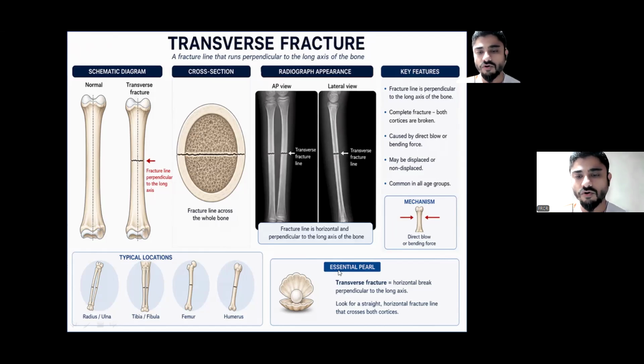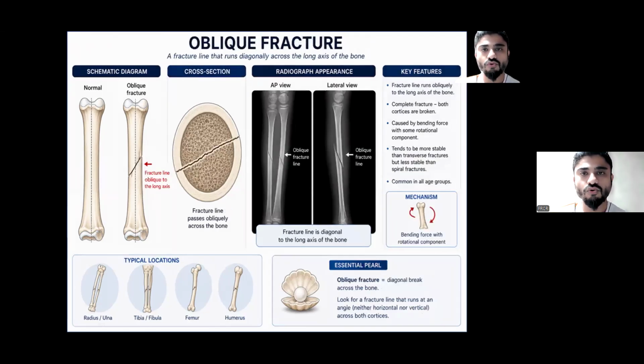What you should be knowing about transverse fracture is that the break is happening perpendicular to the long axis of the bone, and it should involve both the cortices. Now transverse fracture is done. We will move on to oblique fracture.